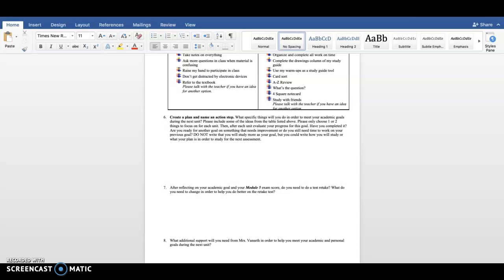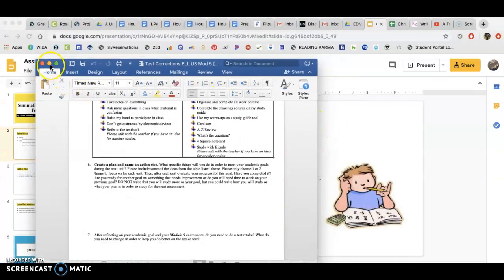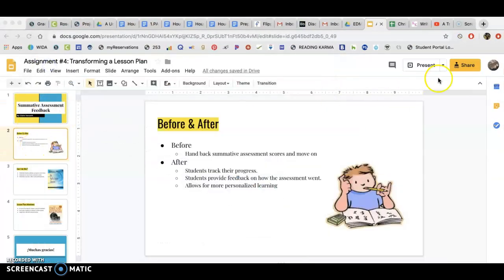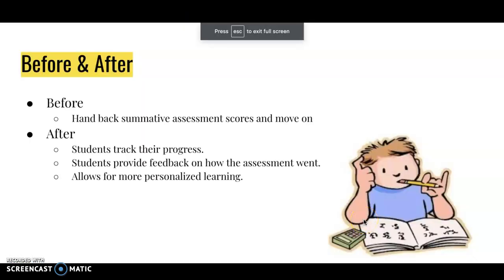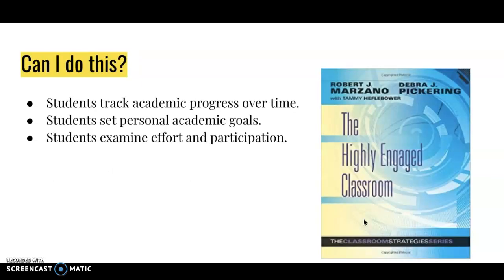And they're typically pretty honest in this part, which I appreciate. So going back to the presentation, that's how I end my unit and what it looks like. Again, it helps students track their progress, provides student feedback on how the unit went, and provides for more personalized learning.